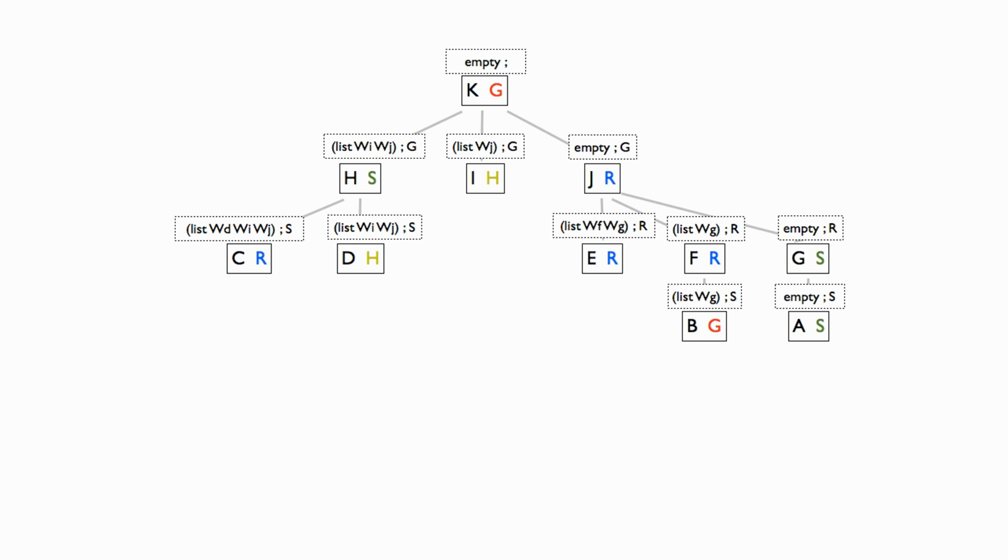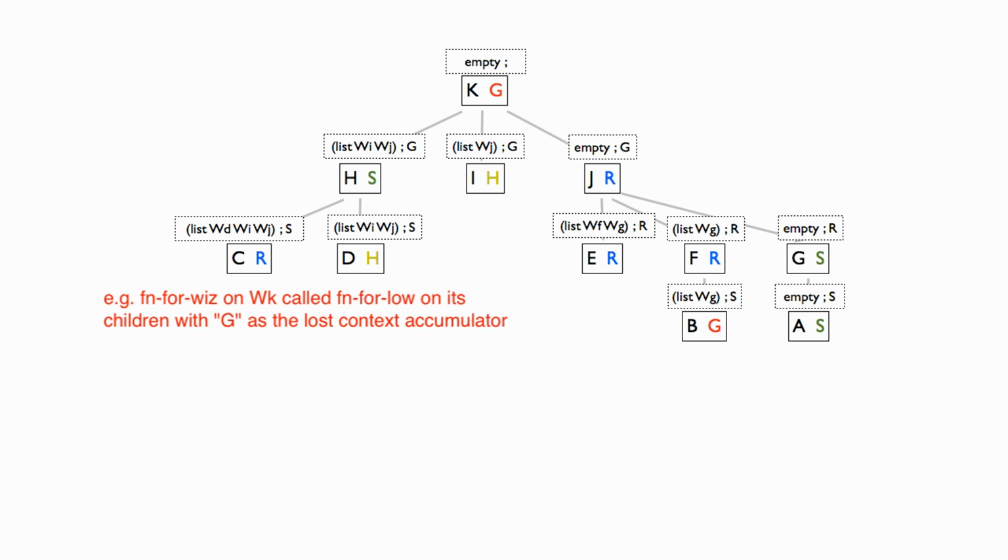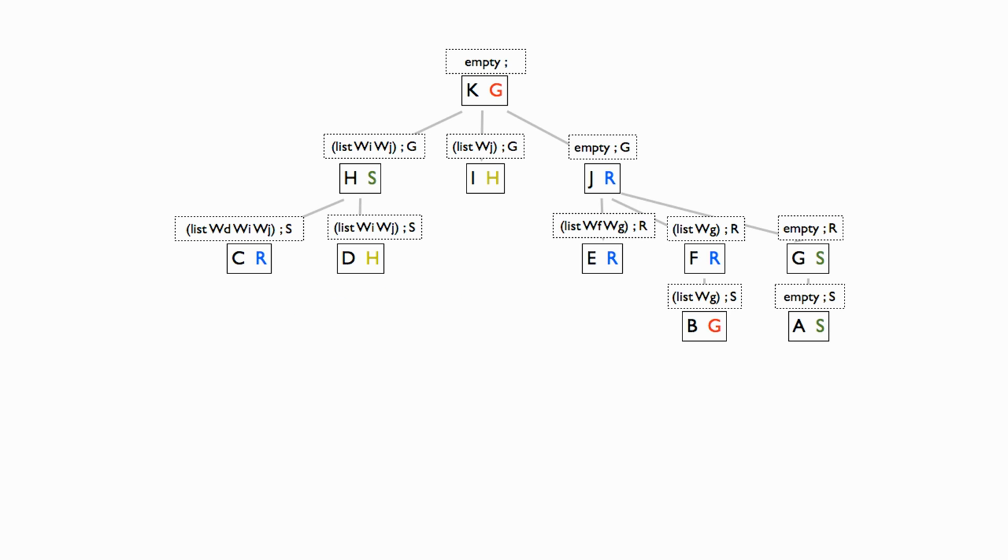There's a little bit of a wrinkle to this problem. The caller, the previous call to Fun for Whiz, called Fun for LOW with its house. But that worked in the non-tail recursive version. Because in that version, when you called Fun for Whiz with I, that was in a path coming from a call to Fun for Whiz with K. So the lost context accumulator worked.